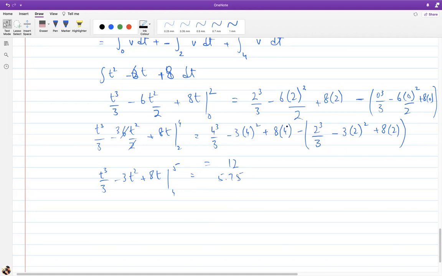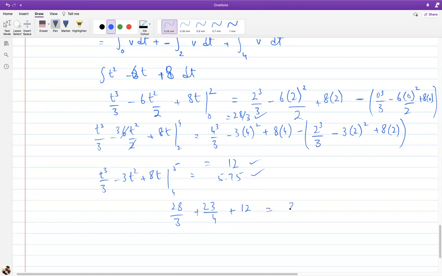So your total distance is going to be the first one, which was from 0 to 2. Let me apply the limits for that. So that was 28 over 3. So this was 28 over 3. 28 over 3 plus 23 over 4 plus 12. This one, and this one. And that is how you get your final answer of the distance traveled by this thing.